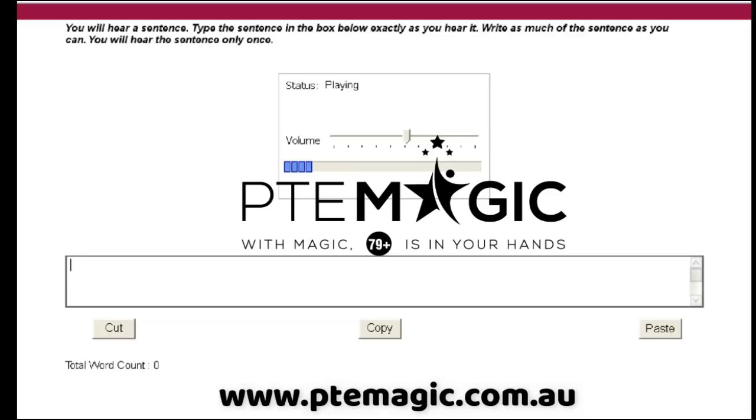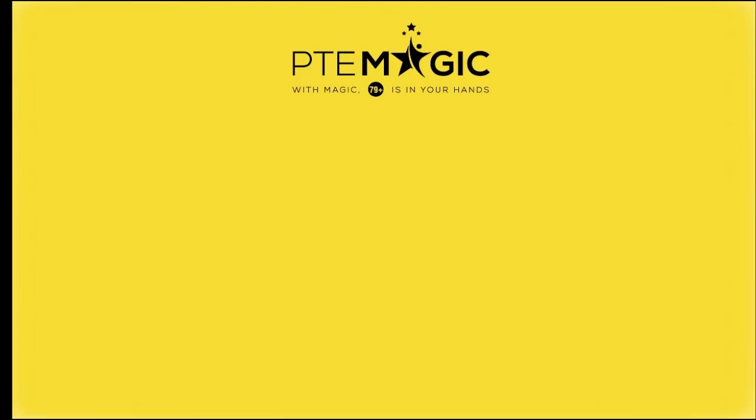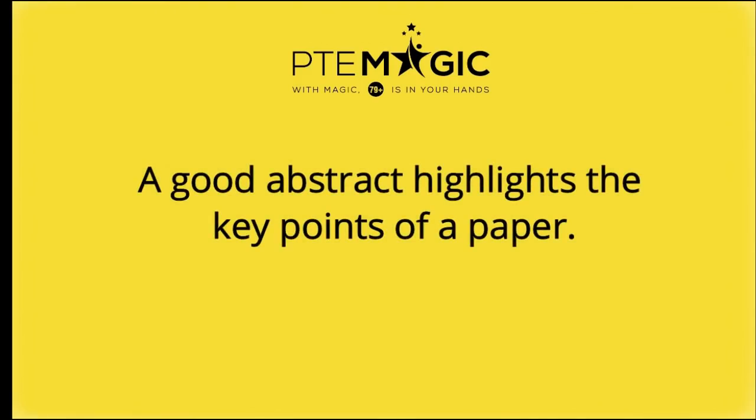A good abstract highlights the key points of a paper.